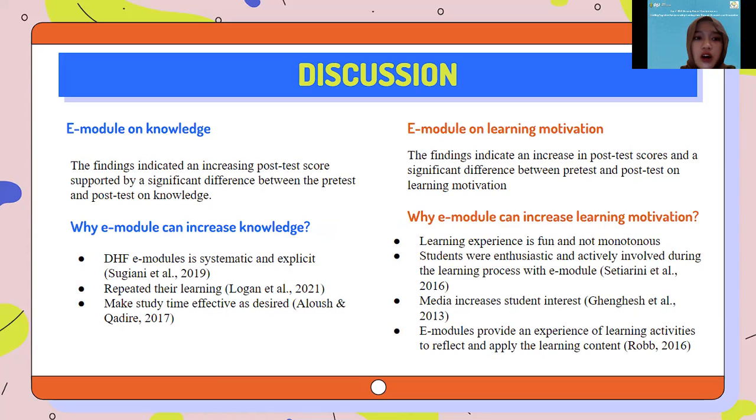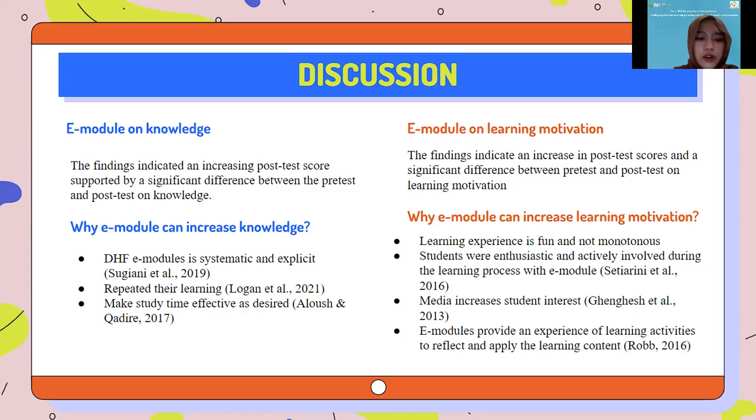In knowledge, our finding was in line with the quasi-experimental study by Sitors et al., 2019, which showed a significant difference in knowledge after a module administration, and the review by Shah and Stefaniak 2018 that reported an increase in post-test score for students who use e-modules in different health disciplines.